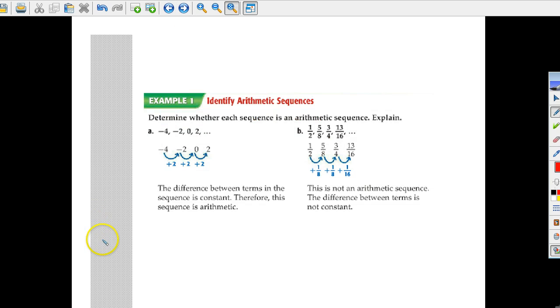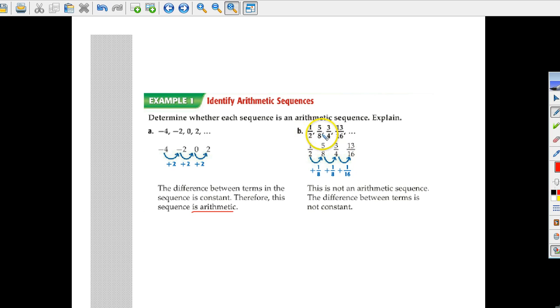Alright, so for example, identify an arithmetic sequence. Determine whether each sequence is an arithmetic sequence. So it's a yes or no, is it or is it not? And explain. So negative 4, negative 2, 0, 2, you can see that it's increasing by 2. Therefore, the difference between terms in the sequence is constant. Therefore, the sequence is arithmetic.